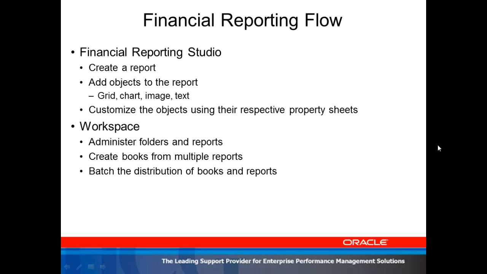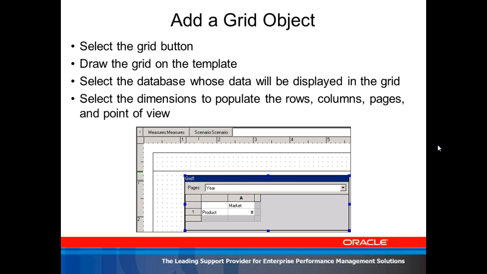So the basic flow is create a report, and in that report you're going to add objects to it, be they grid, chart, image, text, or all of the above. And then most importantly, you're going to customize those objects using their properties. And then once you've created the report, users can view them in Workspace, administrators can administer who has access to those reports, and then you can create books from those reports and batch the distribution of those books and individual reports.